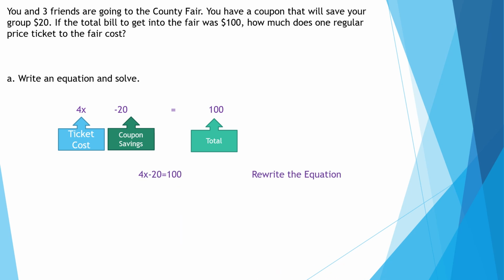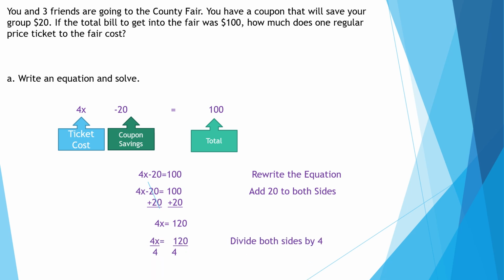So the first thing we do is rewrite our equation. Then we're going to add 20 to both sides to get rid of the minus 20. We do the opposite. We're left with just 4x equals 120. And to get rid of the multiplication of the 4 times x, we have to do the opposite, and we have to divide both sides by 4. On the left, the 4 and 4 divide and make 1, so it cancels out, leaving just x, and 120 divided by 4 gives me 30. So each regular price ticket costs $30.